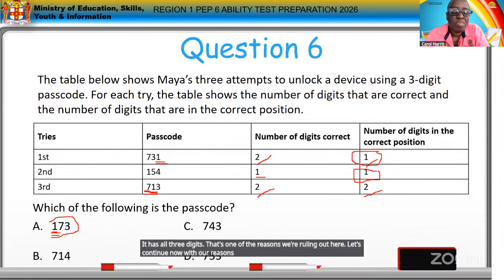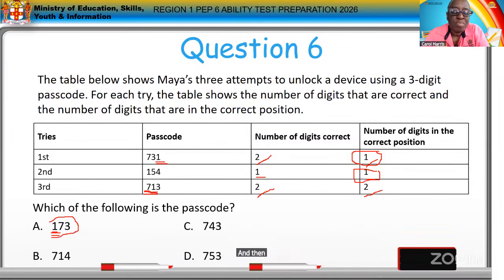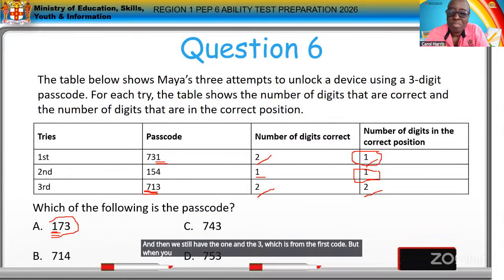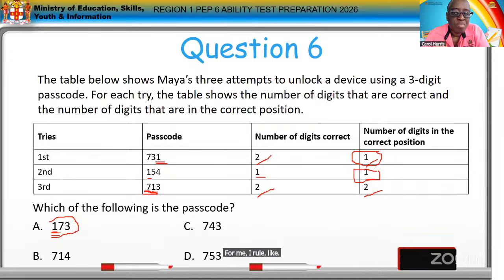Going back to the third option here with 2 digits in the correct place, 7 has returned. And then we still have the 1 and the 3, which is from the first code. But when you look at the second try, we are seeing that 1 is in a different position from where it is in the third try. So I rule it out to say that it is not the digit that is in the correct position, because they are now different.